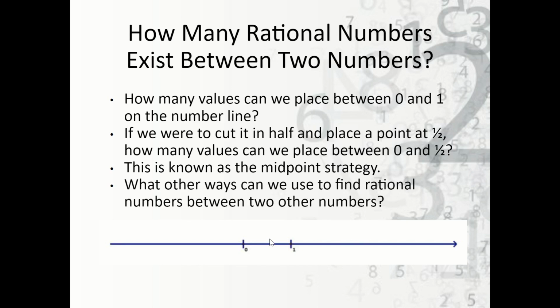What other ways can we use to find rational numbers between two other numbers? Well, we can use any number of ways. What we should come out of this knowing is that there is no limit to the number of rational numbers between two values. So even if I pick two rational numbers, 1/3 and 1/2, there's still an infinite number of values that come between them.